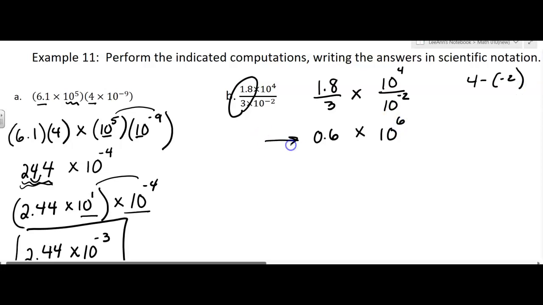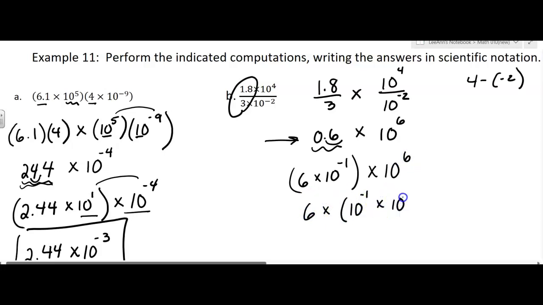The problem is this is too small this time. It's not between 1 and 10. So I need to write this as 6 times 10 to the, now that's going to be a negative 1, right? Because I moved the decimal back. So I'm taking a small number and making it into 6, a larger number. Times 10 to the 6th. Now reassociate. I'll do the parentheses this time so you can see it. But now I can add those exponents. So I get 6 times 10 to the 5th.